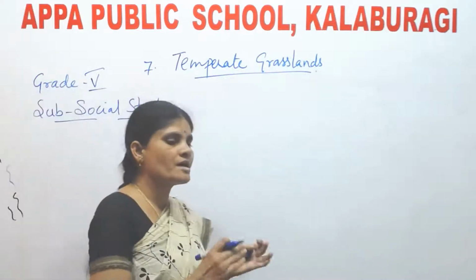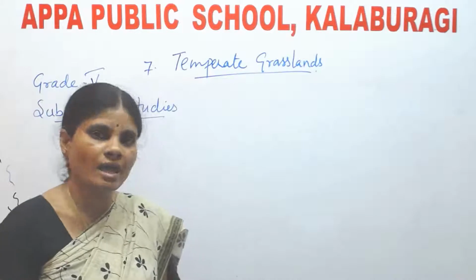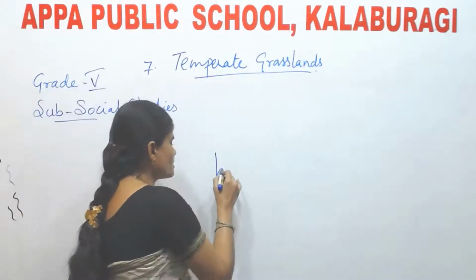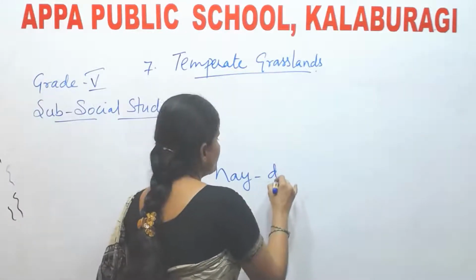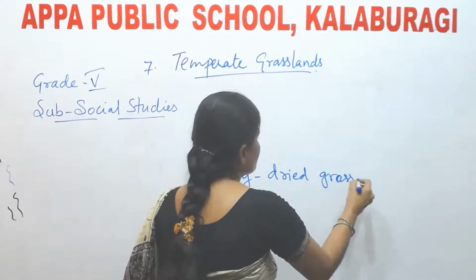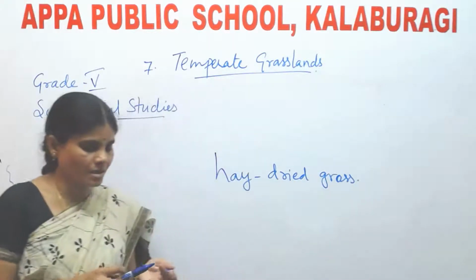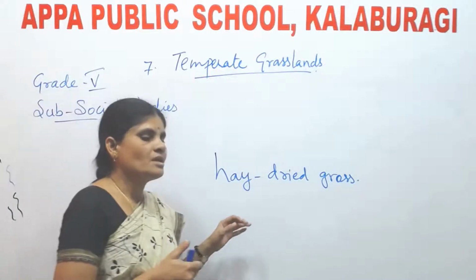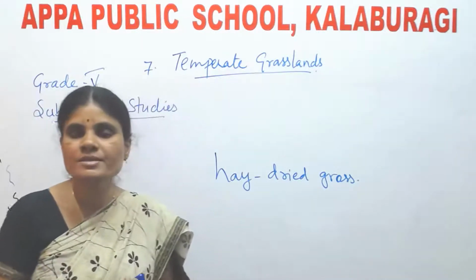The grass dries up and it changes into hay. Okay, hay is nothing but dried grass. Dried grass is called hay. Understood? In spring season, what happens?